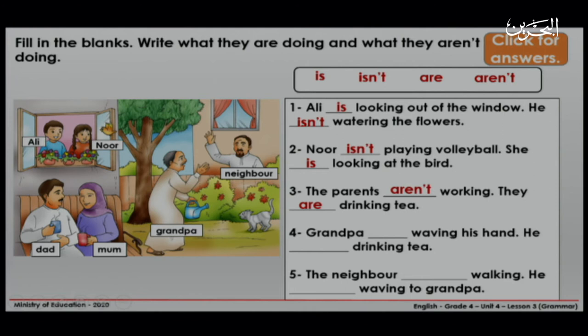Let's read sentence number four. Grandpa is waving his hand. Is he waving his hand? Very good. Grandpa is waving his hand. He isn't drinking tea. Look at Grandpa. Is he drinking tea? No. So he isn't drinking tea. Let's read sentence five. The neighbor isn't walking. Look at the neighbor. Is the neighbor walking? No, the neighbor isn't walking. He is waving to grandpa.